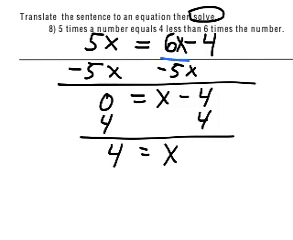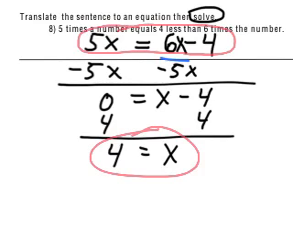Couldn't be easier. One more thing I wanted to say is this has 2 parts to it, so you have to make sure you get both parts. It says translate the sentence, which is what we did here. We translated the sentence, and then we solved it to get the answer here. So we have 2 answers.